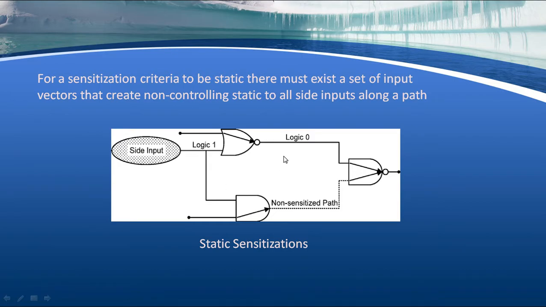Non-controlling logic 1, logic 0: this is a non-sensitized path, and this is a sensitizer path, because there must exist a set of input vectors that create non-controlling values which are static to all side inputs along a path. This is all static paths, both of them. So this is a non-sensitized path.